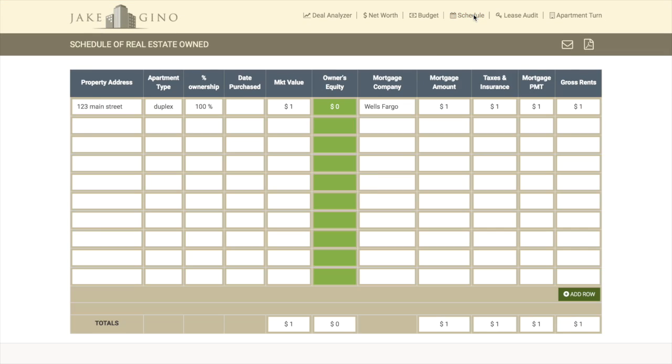The next one is a schedule. Now that you're in real estate, you're going to have to list all of your properties. This is what this sheet does. Listing the property, the type, the percent of ownership, when you bought it, what the value is, and this will calculate your owner's equity. So if you have 100% of a deal, it's going to calculate your owner's equity in the deal. Also list the gross rents in here, the mortgage amount, taxes and insurance. Banks are going to want to see a schedule of real estate owned.